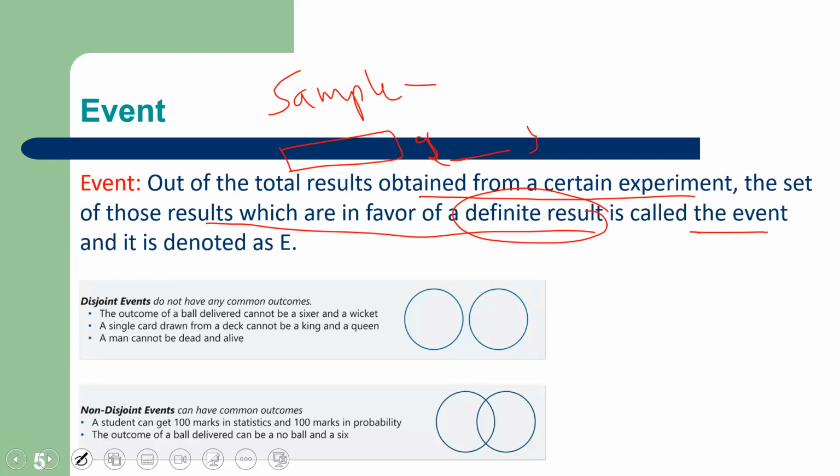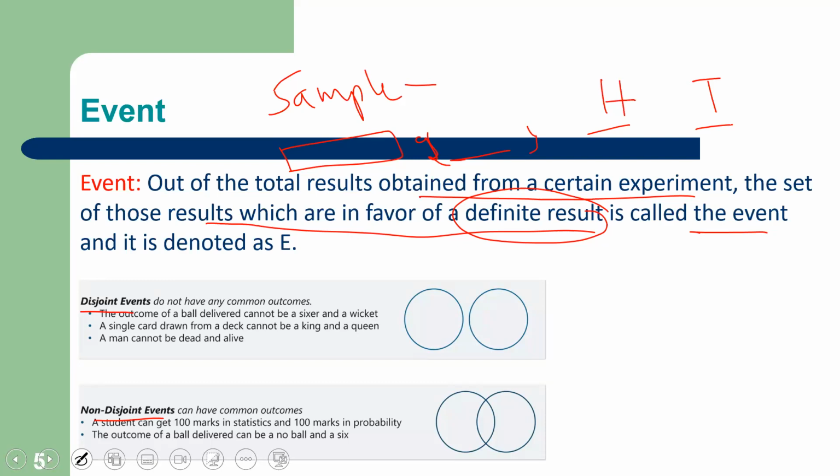So what kind of events can we have? Either we can have a disjoint event or a non-disjoint event. If you toss a coin, there could be a head and a tail. Getting a head is an event and getting a tail is an event. At the same time we cannot have both events, right? So these two events are disjoint events. They cannot appear at the same time, which means they won't have any common outcomes.